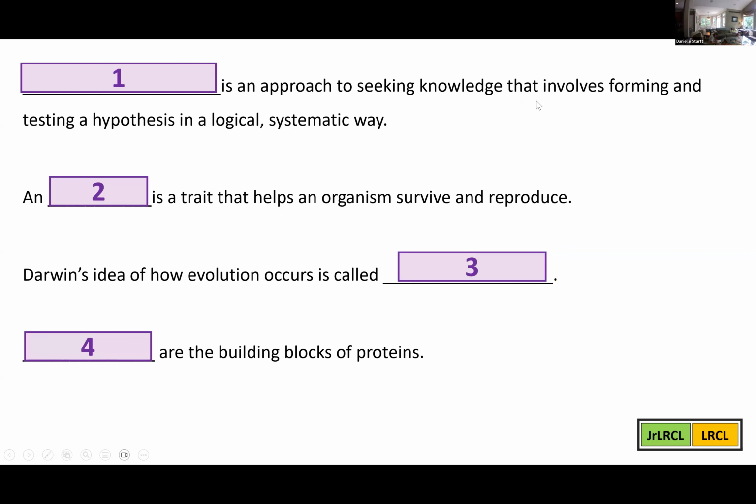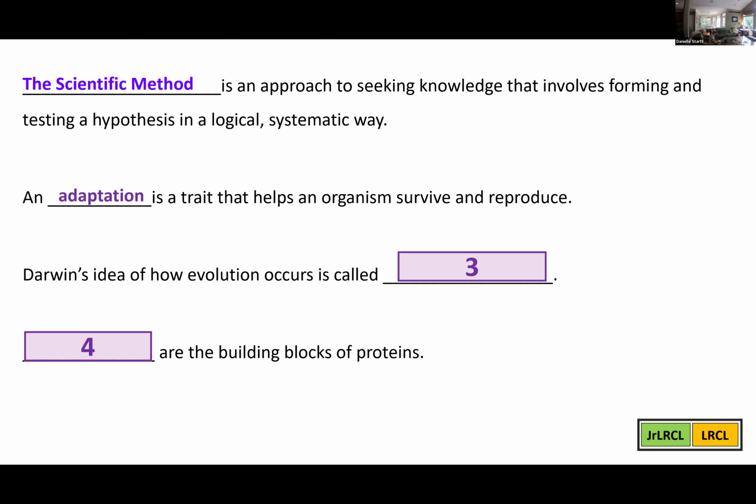What would be the definition of an approach to seek knowledge that involves forming and testing a hypothesis in a logical, systematic way? That's going to be your scientific method. What is a trait that helps organisms survive and reproduce? What do we call those? An adaptation.